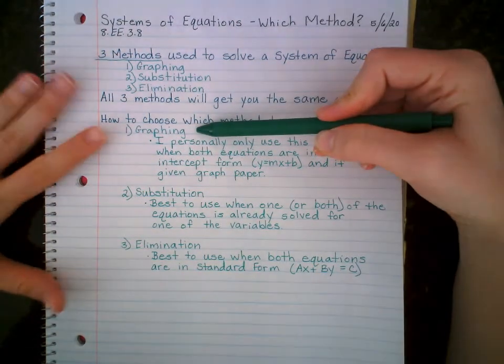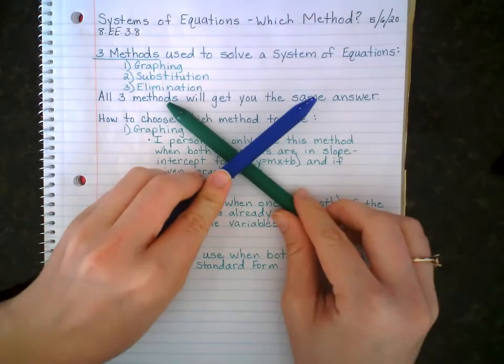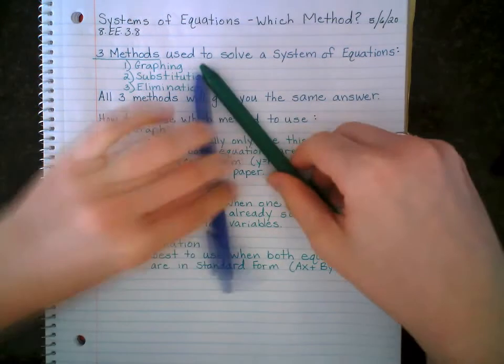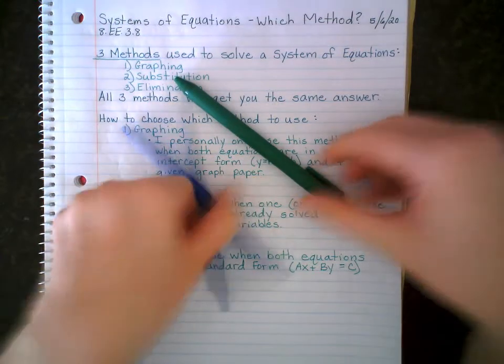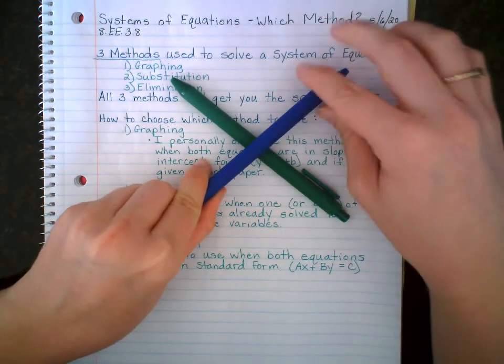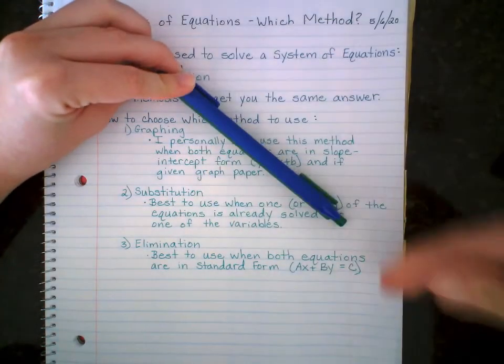Graphing. Okay, so that was the first one we taught you. That's when you graph the two lines, see where they intersect, and that's the solution. If they don't intersect and they're parallel lines, no solution. If they intersect, where they intersect, that's the solution. If they're the same line, then it's obviously infinitely many solutions.